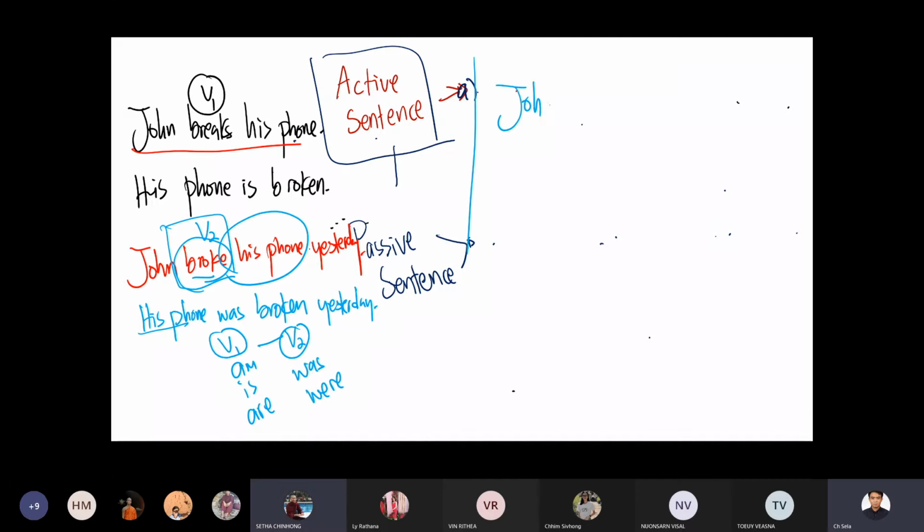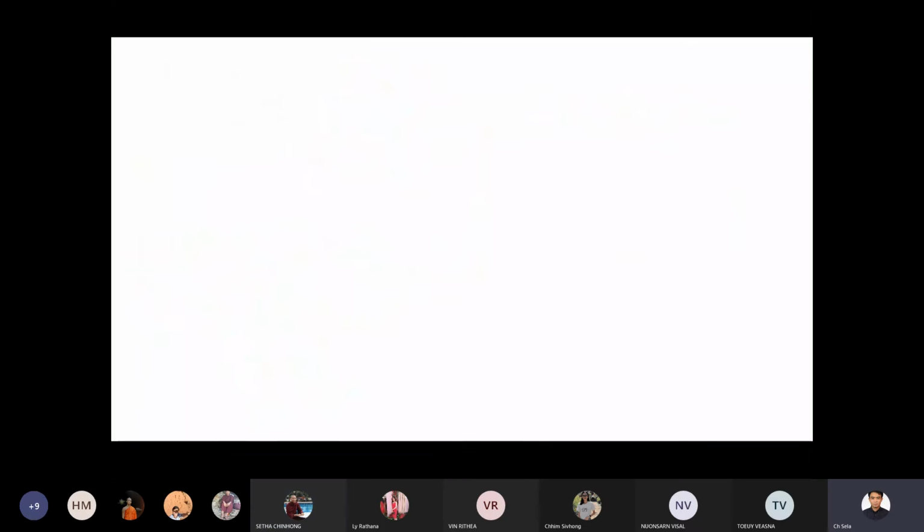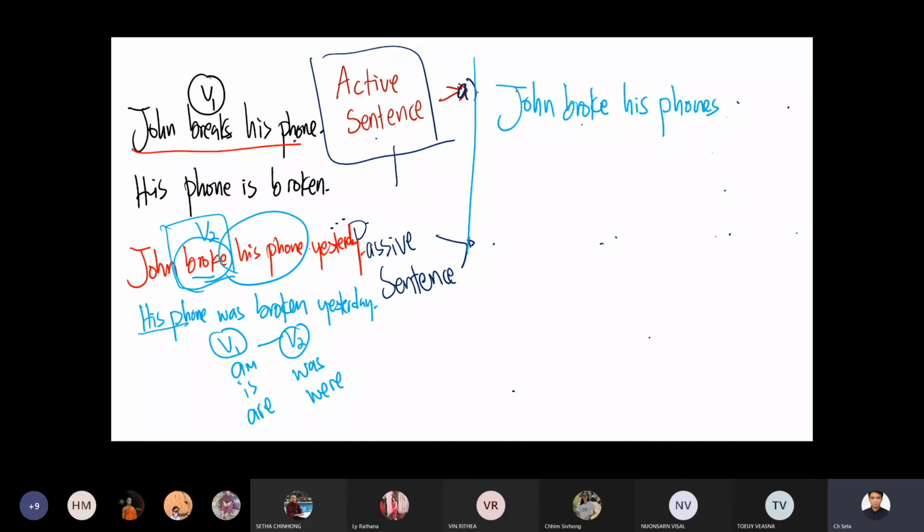Let's say John, okay? Broke, verb 2, broke his phones yesterday, for example. Oh my God, sorry. John broke his phone yesterday. But I don't want to write yesterday, it's long, so you can just see here. John broke his phones. So he has more than one phone, all right?